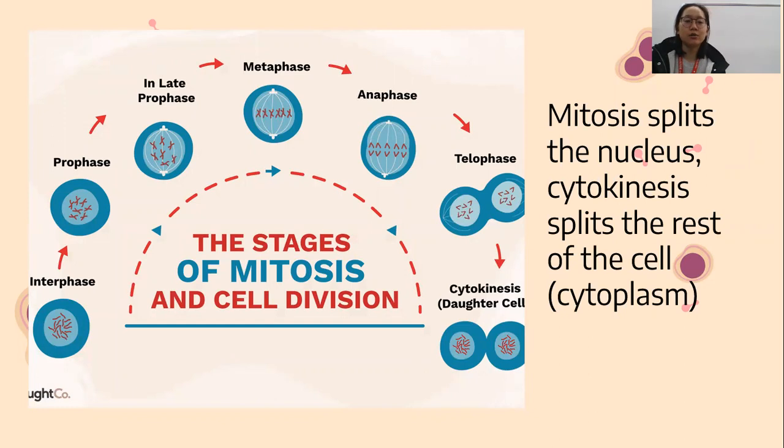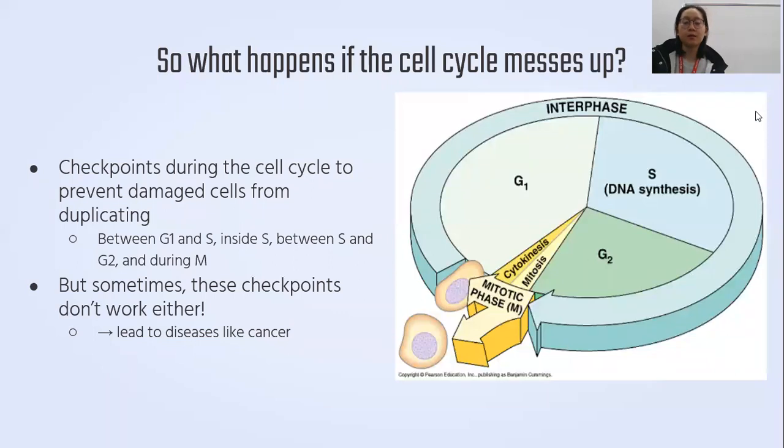So during the cell cycle, at the very end of interphase, you enter mitosis, where the nucleus is split. And then at the very end, before you actually restart the cell cycle, that's when cytokinesis happens. And each of the two new cells that have been formed by cytokinesis will then re-enter interphase in the G1 phase. So the age-old question is, what happens if the cell cycle messes up, right?